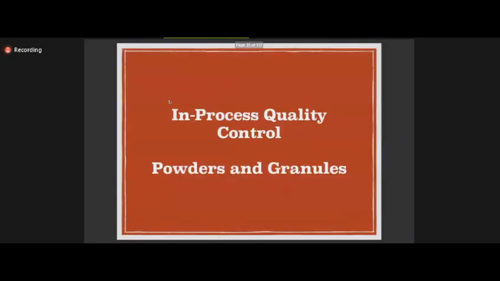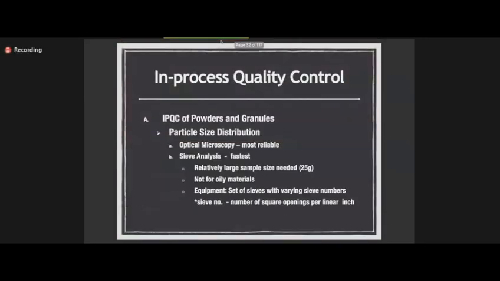Okay, so we are done with RMQC. Now, we move forward to in-process quality control. First, for powders and granules. Okay, for powders and granules, we check the particle size distribution.